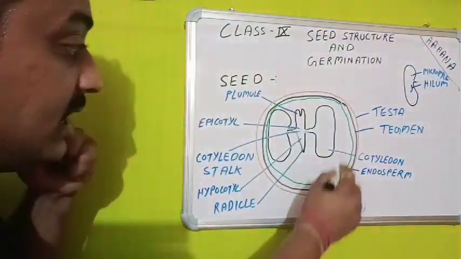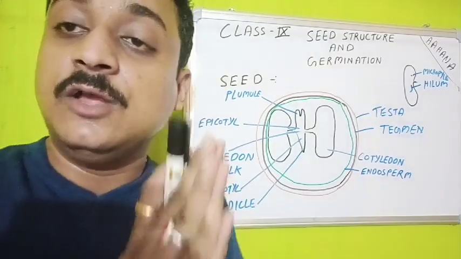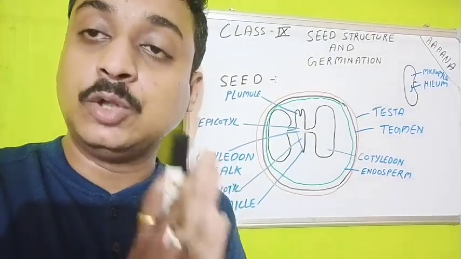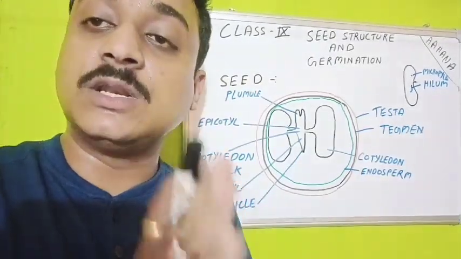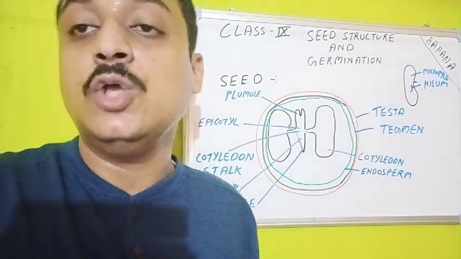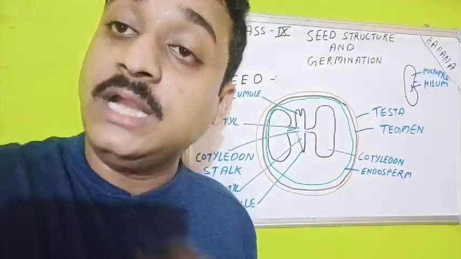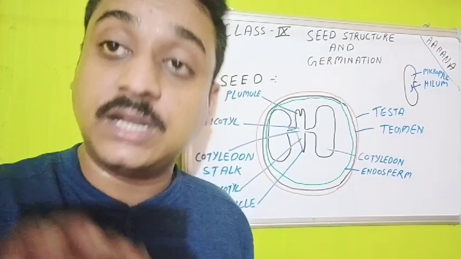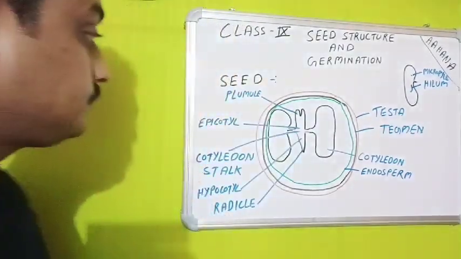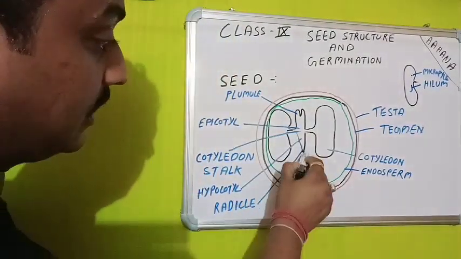Now, cotyledon and endosperm both reserve the food for the developing embryo, so that the developing embryo can eat the food, and after eating the food it can grow well. Now, next is the radicle.